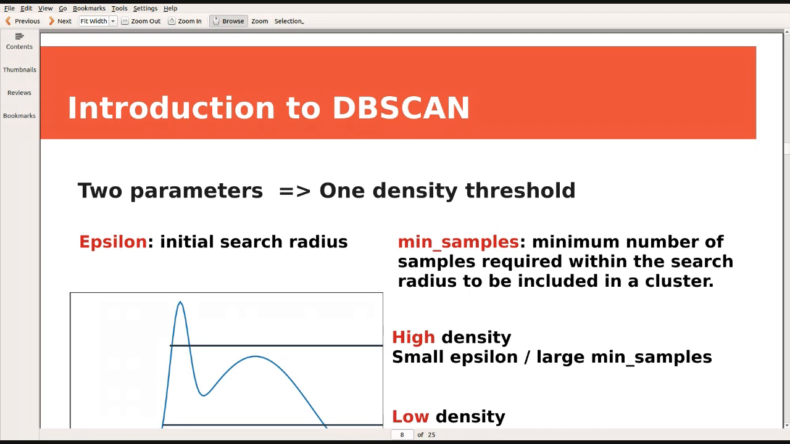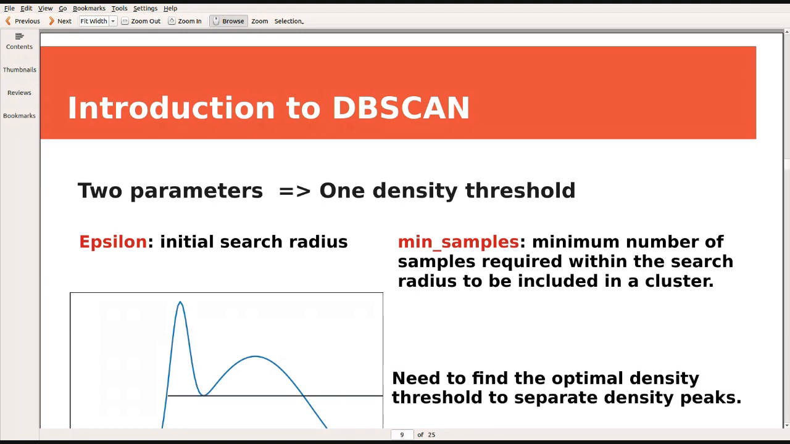You can see in the diagram here, we have very high density that corresponds to small epsilon and large min samples. And then we also have a line that corresponds to low density, representing large epsilon and small min samples. Basically, imagine you have a knife, you cut across the diagram, and the leftover discrete parts are your clusters. So you need to find the optimal density because you can only have one density threshold here.